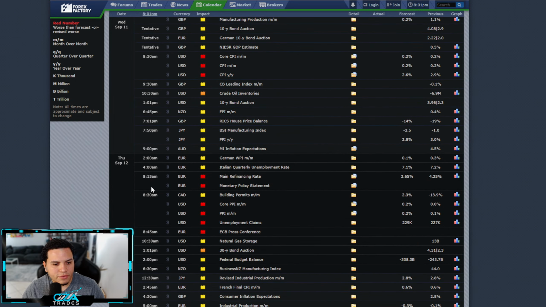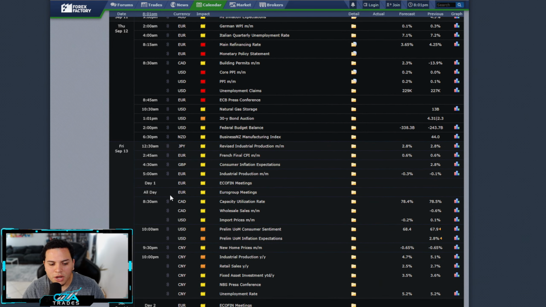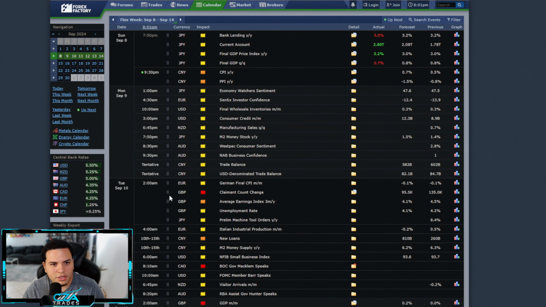Thursday, during the New York session, I have the Euro, right? That's about an hour and 15 minutes before the New York session open. Euro red folder news. And then 15 minutes after that, an hour before New York session open, we have PPI, USD, red folder news. Friday, we do not have any red folder news whatsoever. So take that as you will, right? That's going to be for Friday.